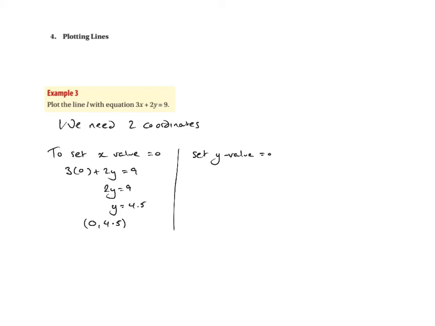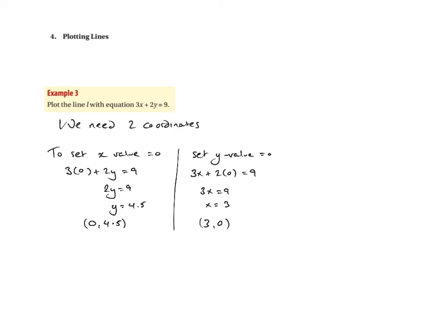And if I do that, I get 3x plus 2 by 0, because my y is now equal to 0, and that's equal to 9, and 2 times 0 is obviously 0. So we get 3x is equal to 9, and x is equal to 3. Now, if we put that as a coordinate, my x coordinate is 3, and my y value, remember we chose the y value to be equal to 0. So I now have 2 coordinates, and I need to plot the line.